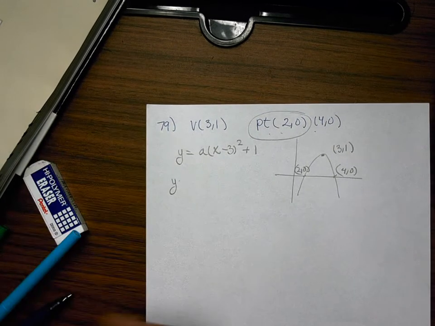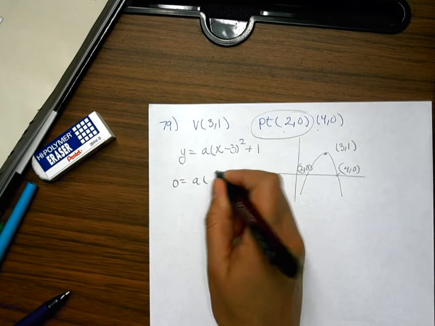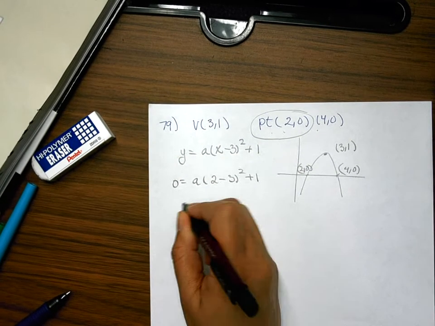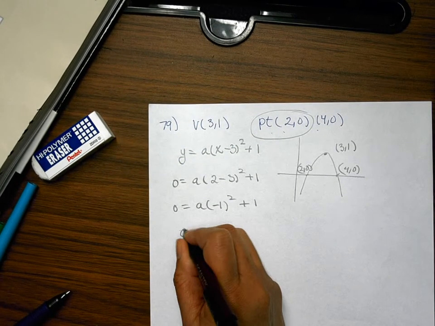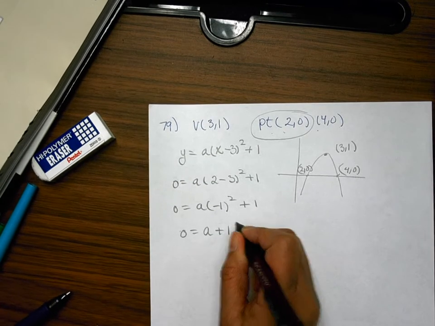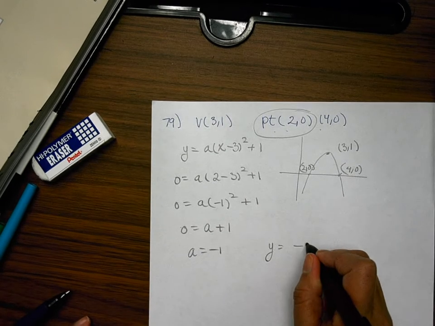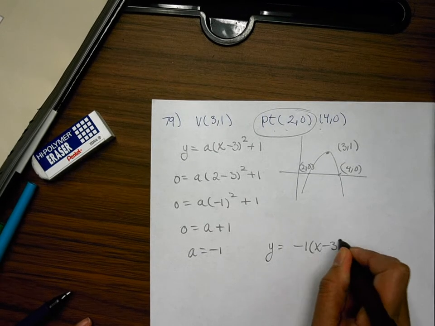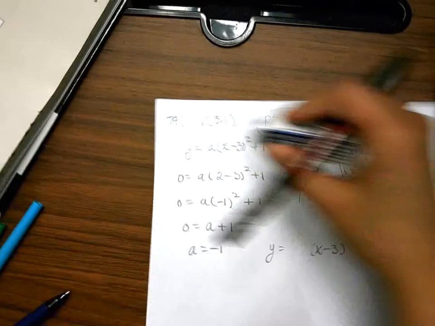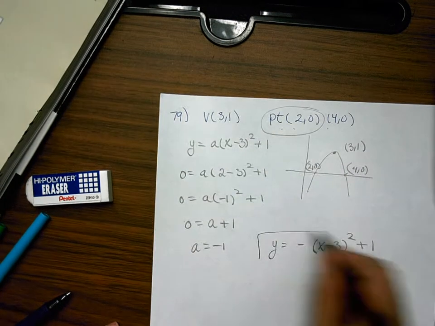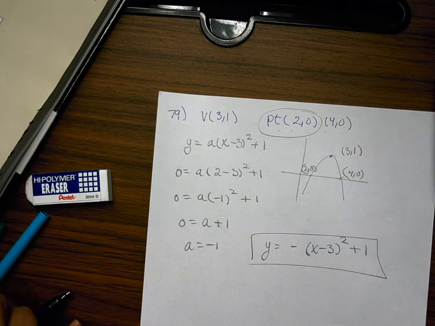Y equals, and for the y, I'm going to plug in 0. For x, I'm going to plug in 2 minus 3 squared plus 1. 0 equals a, 2 minus 3 is negative 1 squared, plus 1. Negative 1 squared is 1, so I have a plus 1 minus the 1. A equals negative 1. Y equals negative 1 parentheses x minus 3 squared plus 1. That 1 is not necessary. You could just put a negative sign there. That's perfectly fine. That there is your answer. If you had chosen 4, 0, you should have ended up with the same answer.